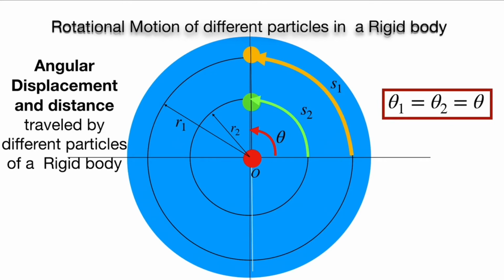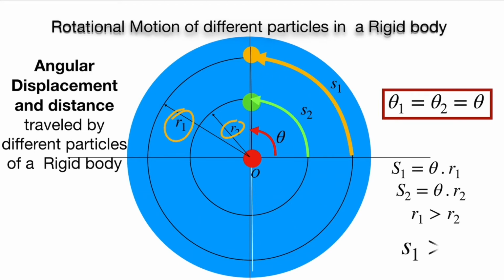What about the distance covered by these stickers during this motion? The yellow sticker rotates in a circle of radius R1 and the green sticker rotates in a circle of radius R2. Here S1 equals theta times R1, and S2 is given by the angular displacement multiplied by the radial distance of the green sticker from the center. So here R1 is greater than R2. We saw in the diagram here, this is R1, the radius, this one, and R2 is this one.